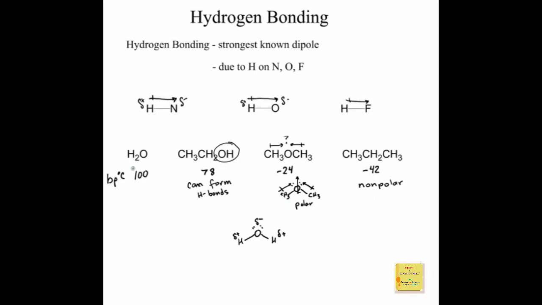Okay, and look at water. We know water has a boiling point of 100 degrees. Okay, why is it such a very high boiling point for such a small molecule? Because it has 2 OH bonds. So this has lots of hydrogen bonding going on with water. And so it has an extremely high boiling point there.